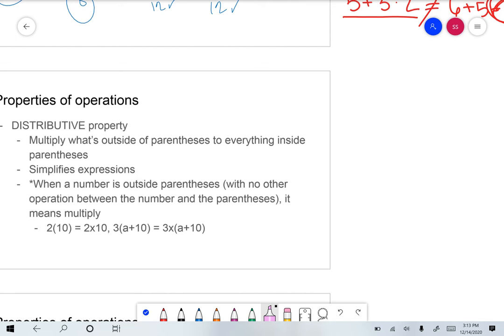The big thing to take away with distributive property is that you're going to multiply whatever's outside the parentheses to everything that's inside the parentheses. Okay.